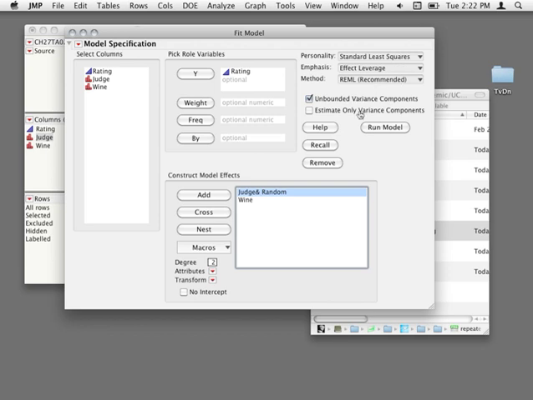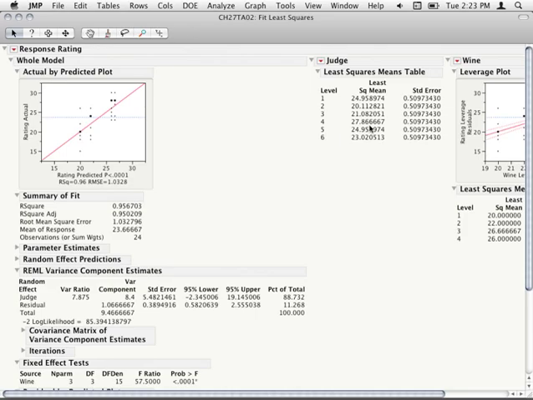And everything else here, you could just leave the same. And this is going to perform for us this random effects model with an actual fixed factor. So we have a fixed factor of wine and a random effect of person.